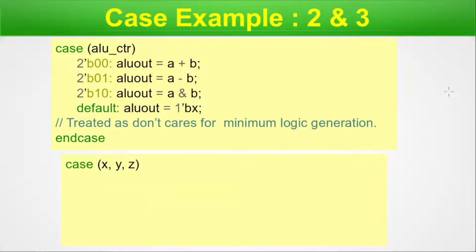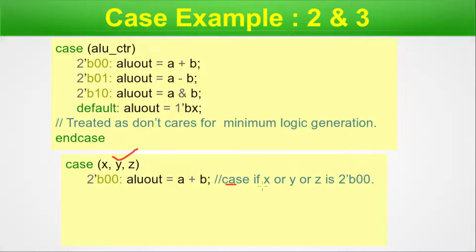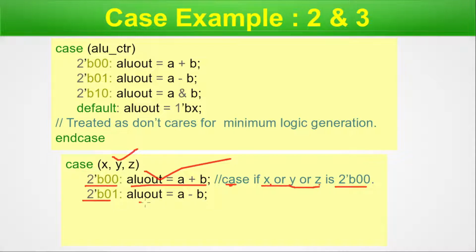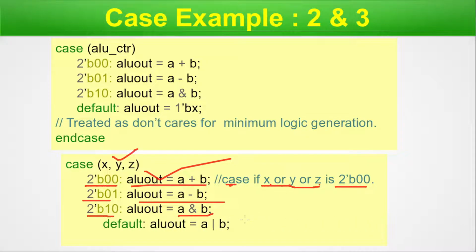We have case X, Y or Z. So this is a kind of comma separated values, which means that this case happens if X or Y or Z, any one of them, is 2'b00. So if 2'b00, ALU out is A plus B. That means if X or Y or Z is 2'b00, this expression must be executed. Similarly, 2'b01, it will be A minus B, and for 2'b10, it will be A and B. And for the default statement, we have ALU out equal to A pipe B, and we end the case with the end case statement.